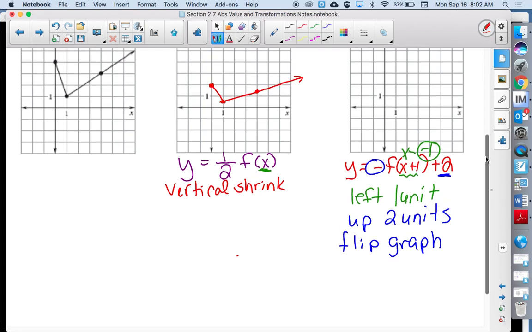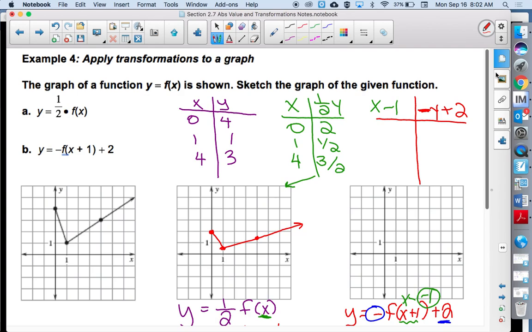So go back to your original points, and maybe work on the x first. Do one at a time. So the x value, we said graph is shifting left. So I'm going to take the x values and subtract 1 from each x value. That's how a graph shifts left, by subtracting 1 from x. So x is now negative 1, 0, and positive 3.